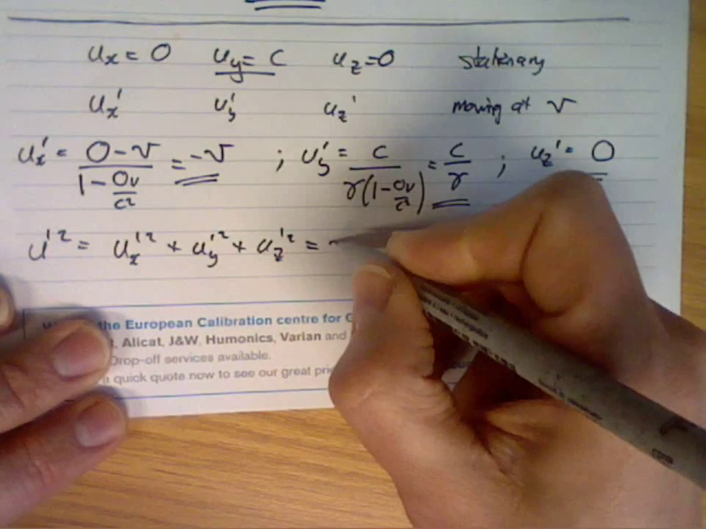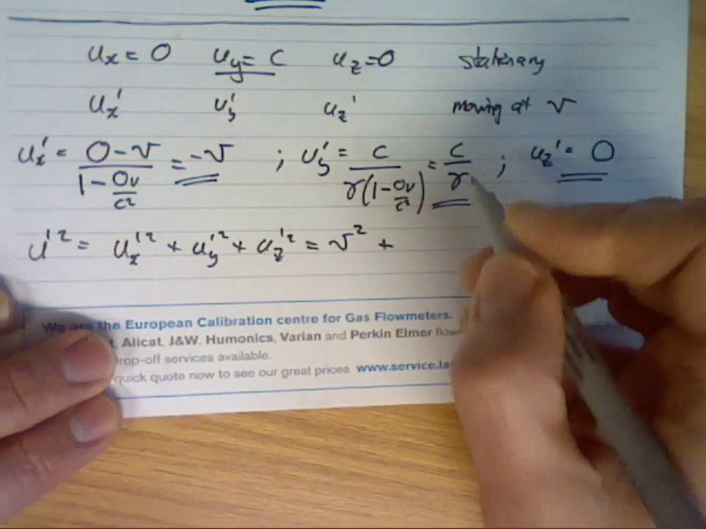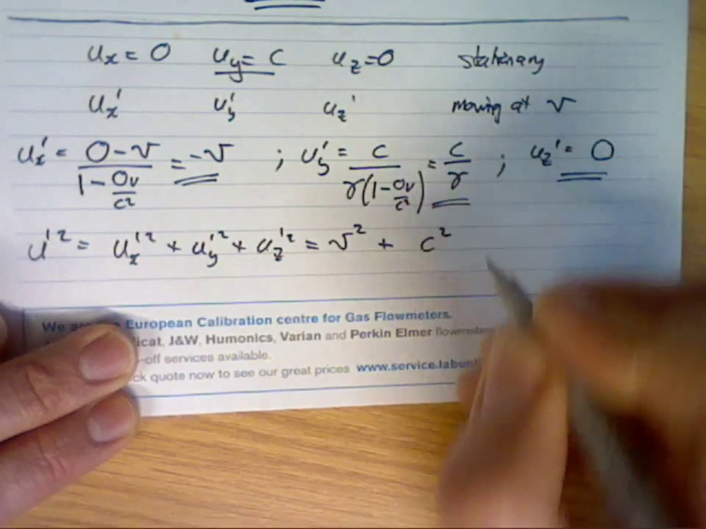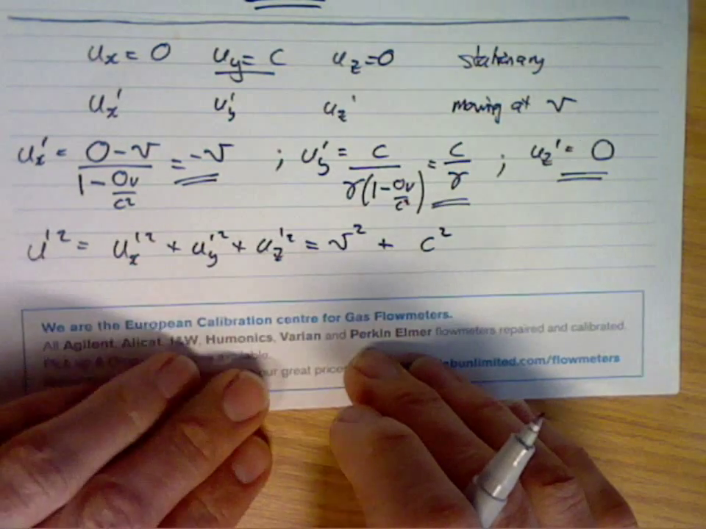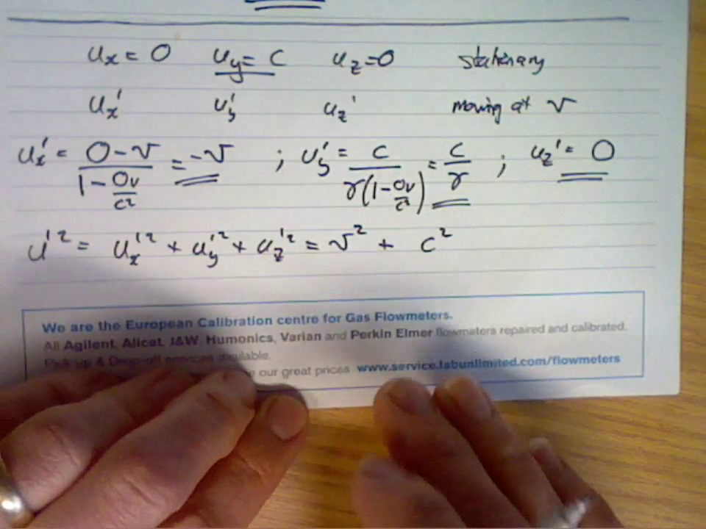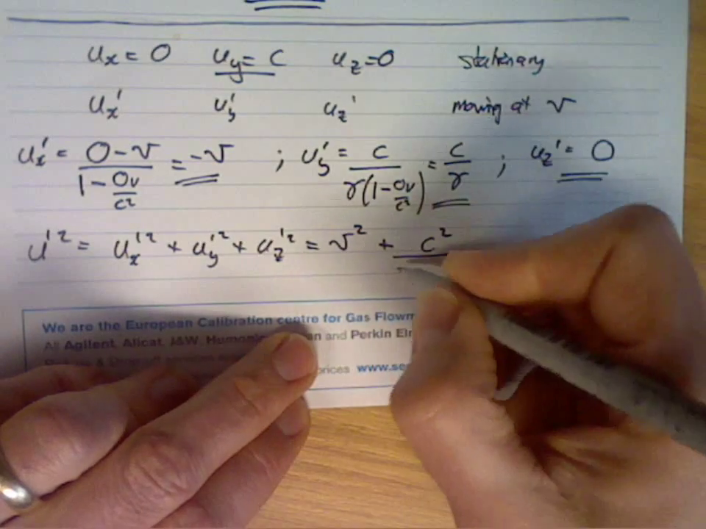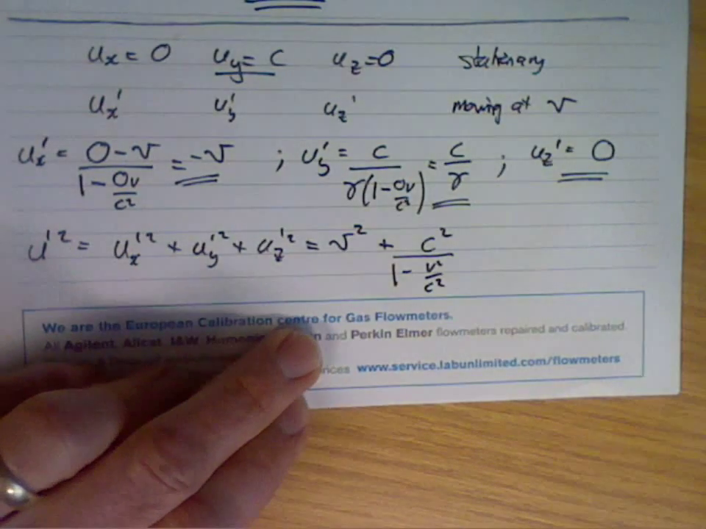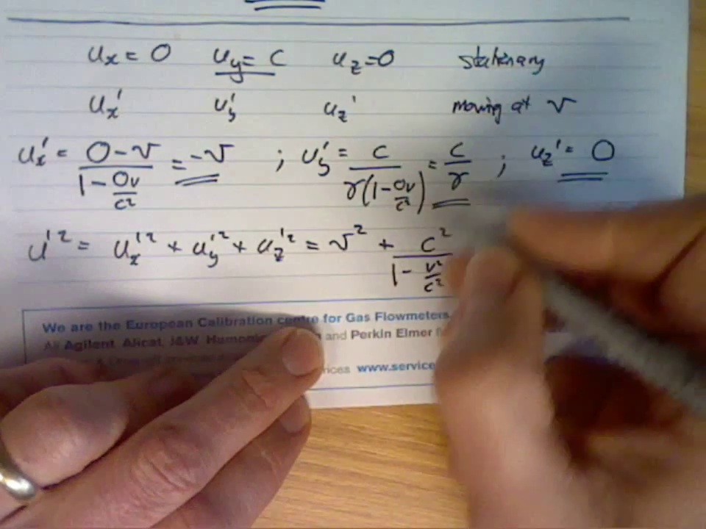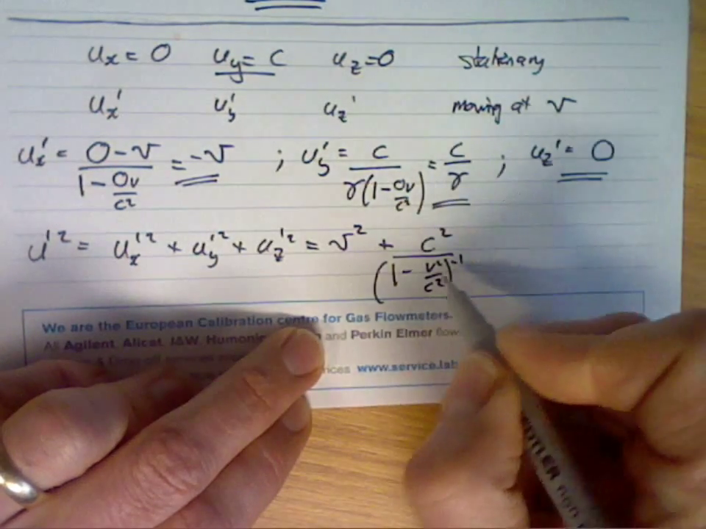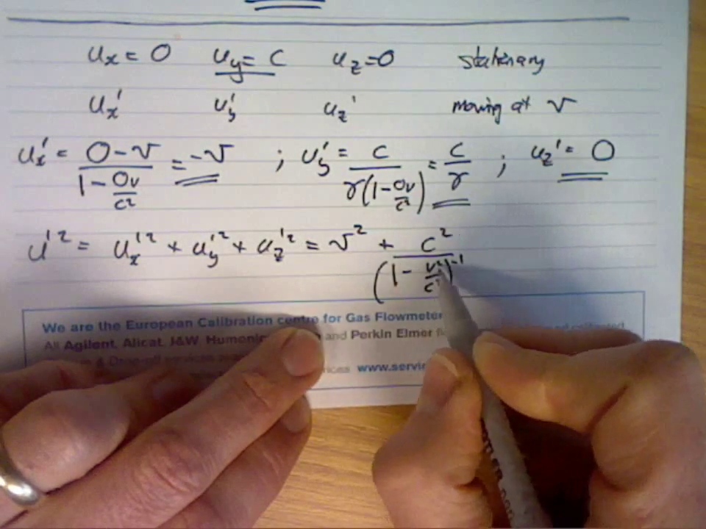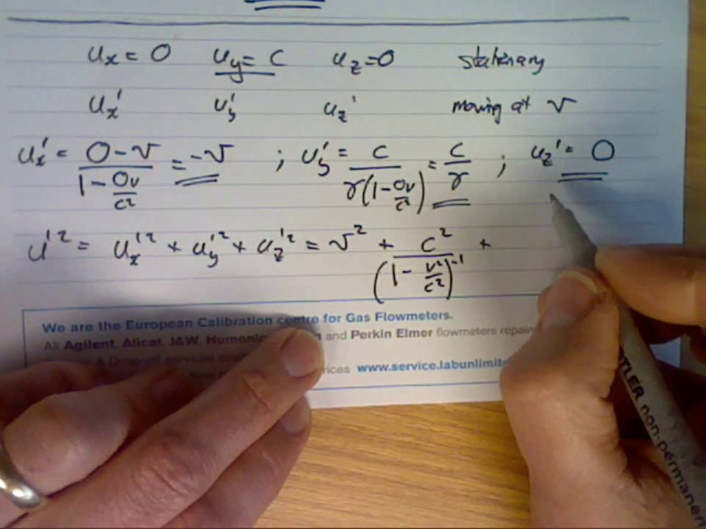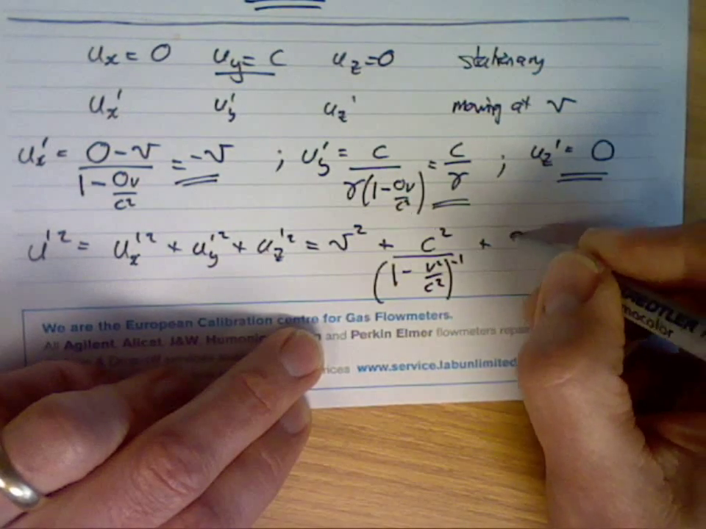So minus v, squared, is v squared. Plus this term here is c squared divided by gamma squared. Now gamma squared, if we remember, gamma is 1 over the square root of 1 minus v squared over c squared. So the square of that is simply going to be 1 minus v squared over c squared, to the minus 1. So we've got that in there. And then plus our uz squared term, which is going to be 0.